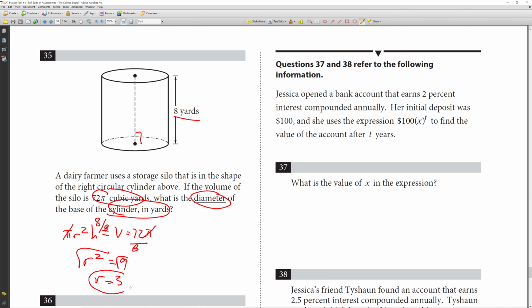But since this is the radius, I need the diameter. I need to multiply this by 2, which means the diameter is equal to 6. So in reality, this is a fairly easy question, and you need about 30 seconds to complete. With one hand tied behind my back.